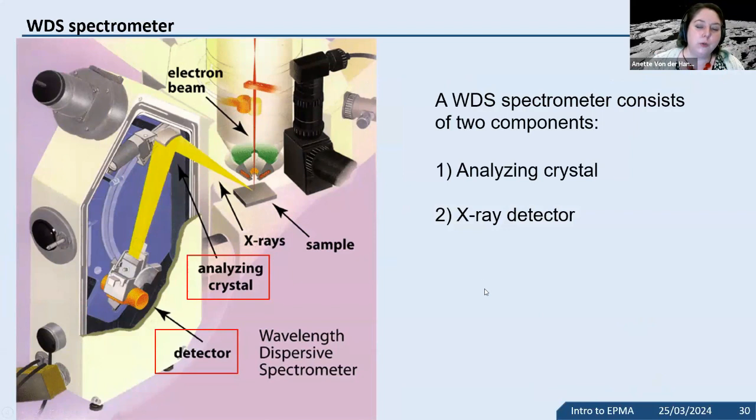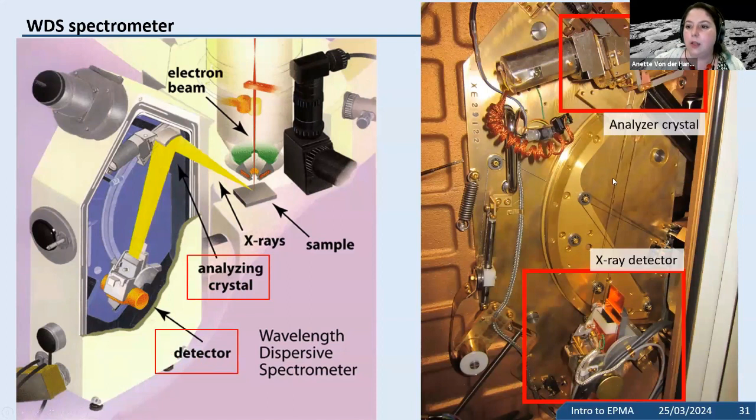So how do we do it there? In WDS, the detector has two main components, an analyzing crystal and a detector. And this is how it looks in an actual machine. Here's our analyzing crystal. Down here's our detector.